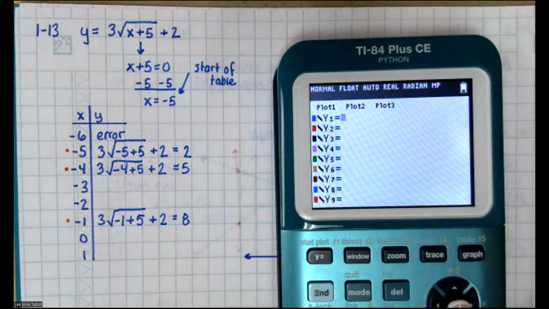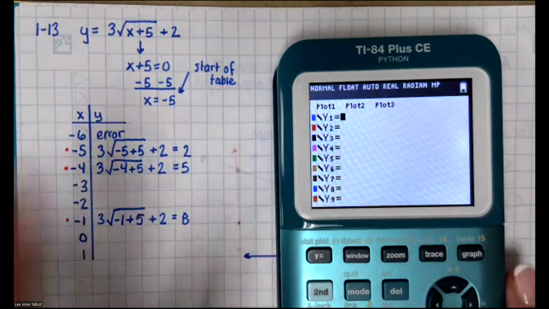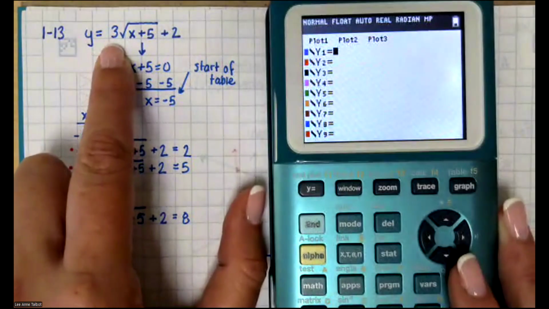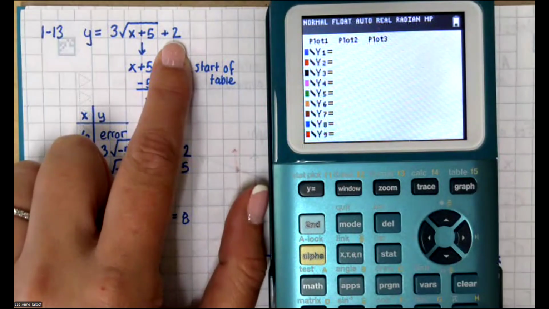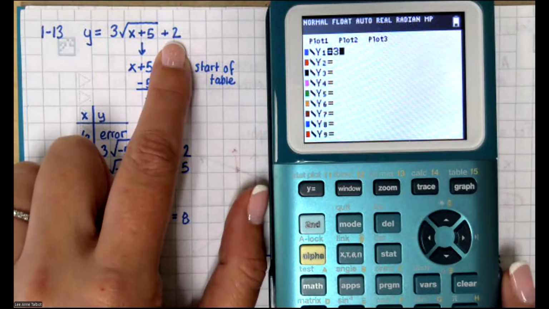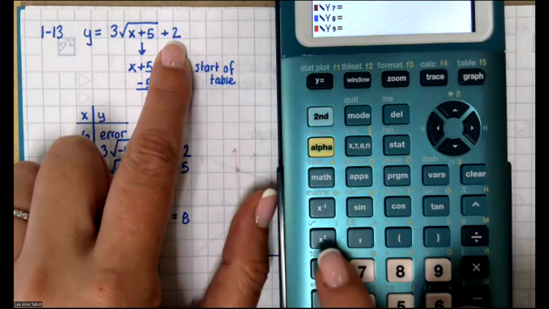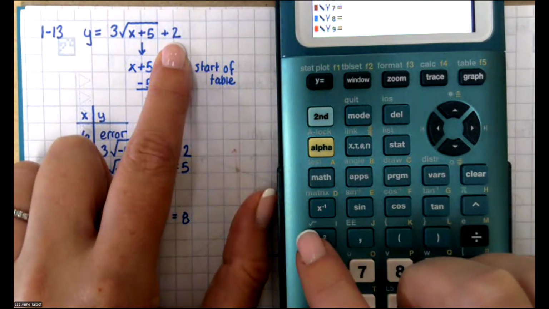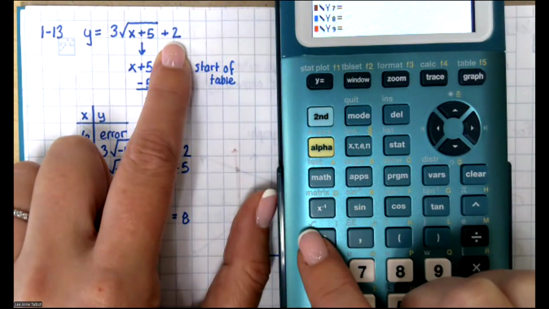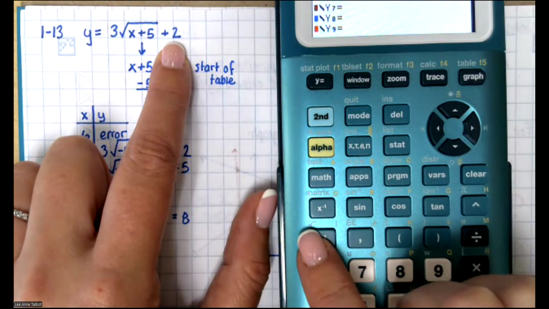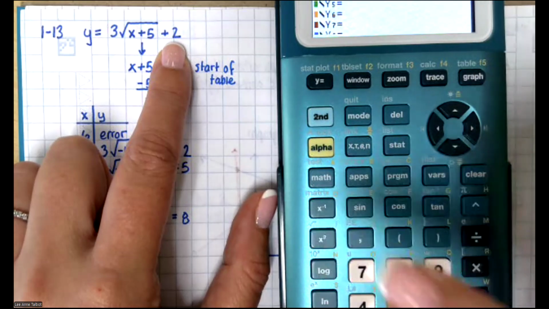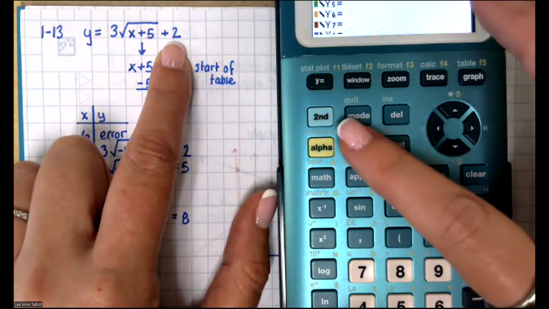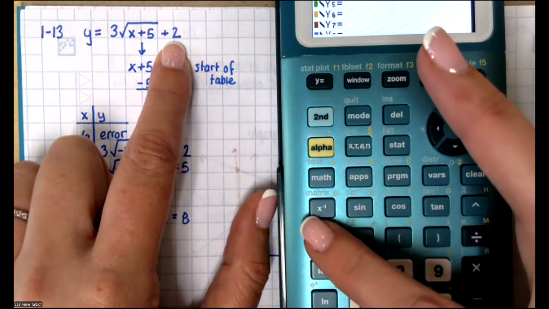Okay, so scroll down one spot to where it says Y1. Just hit the down arrow so you're here. And we're going to type this in: 3 times the square root of x plus 5, plus 2. Start with a 3. Okay, the square root is located above the x squared button. Anything above the button, you have to hit second first. So hit second, x squared.